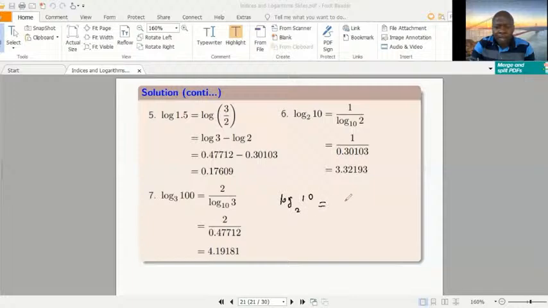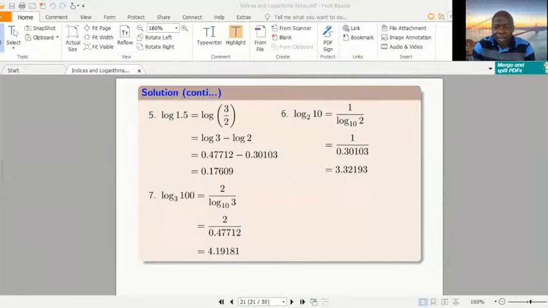So I shall have it as 1 out of the log of 2 to base 10. But the log of 2 is known. And so you can use your calculator, only at this point, and get these results. But the working must be seen there.